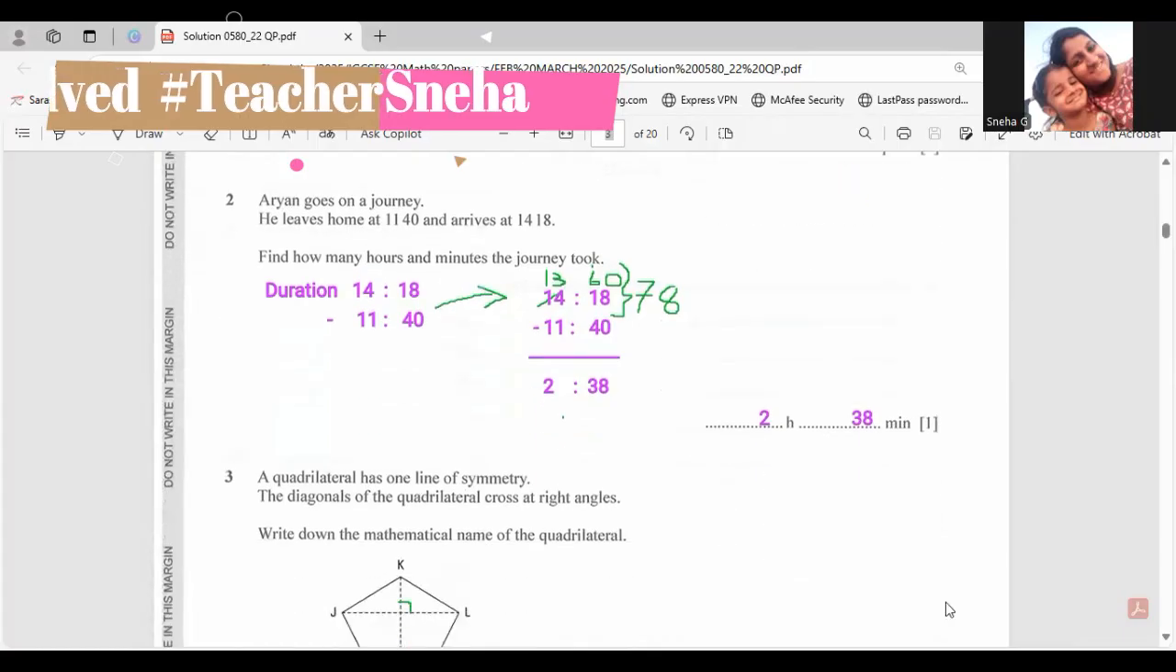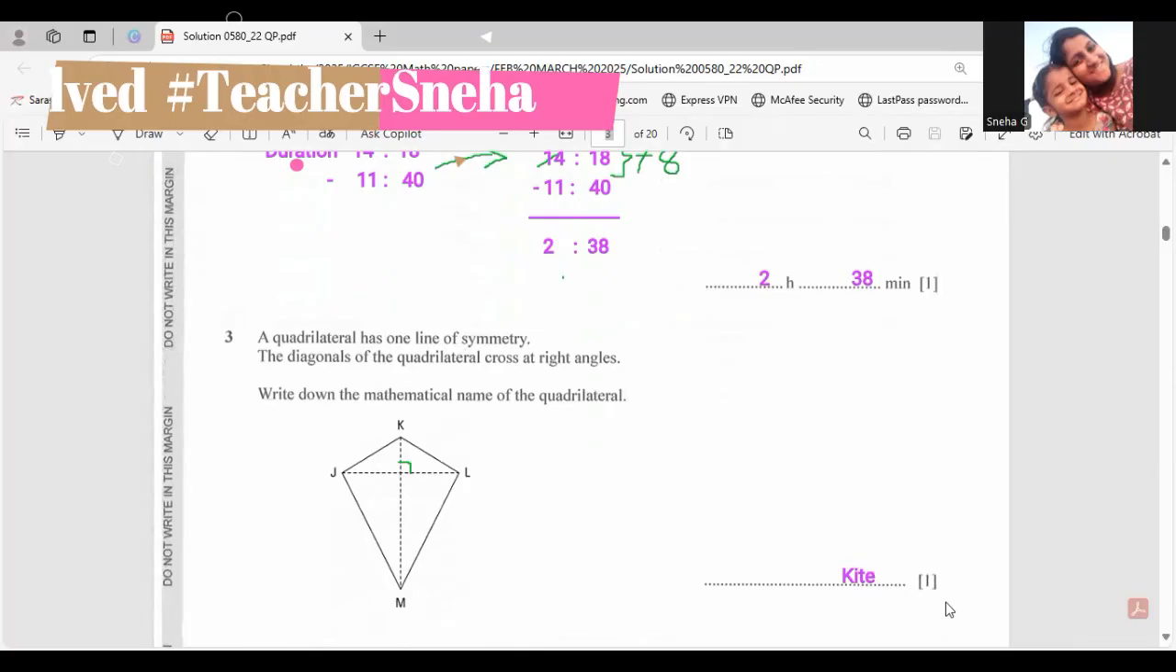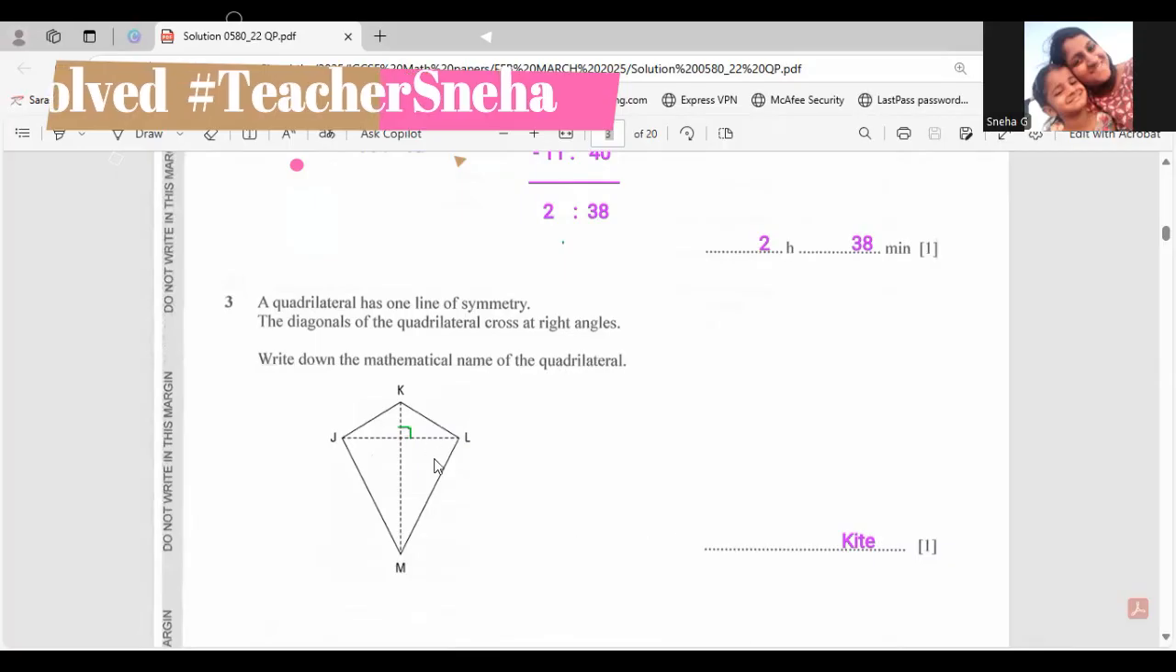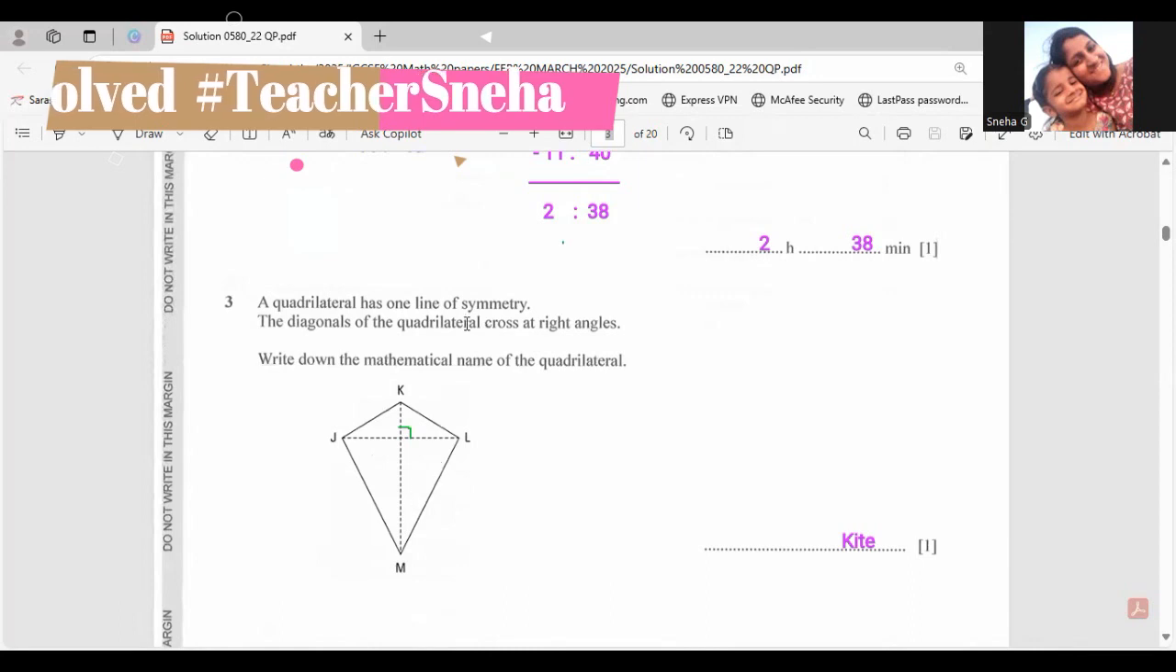Moving further to the third question, the quadrilateral has one line of symmetry and the diagonals of the quadrilateral cross at right angles. Write down the mathematical name of the quadrilateral. Here, this quadrilateral was not given in the question paper. This image I have inserted to help you understand with the explanation given here.